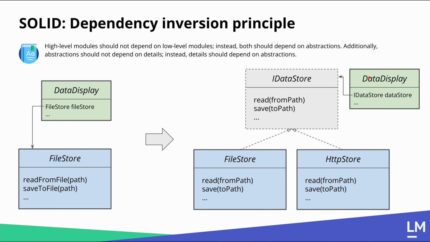We see that the data display, the file store, and the HTTP store all depend on abstractions. They all depend on this data store interface. And the data store interface does not depend on details. Right? The implementation details of file store depend on the interface data store.